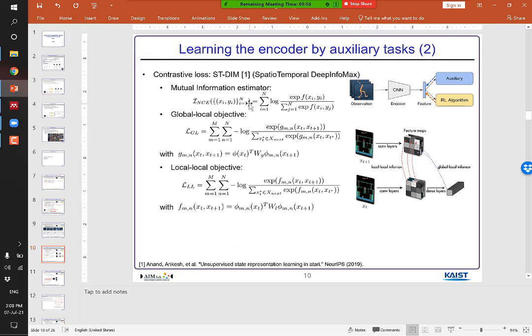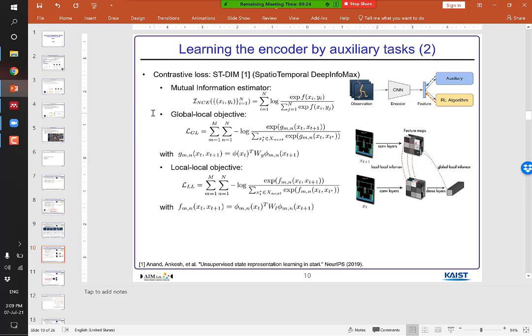The next paper is ST-DIM, spatial-temporal deep infomax. Deep InfoMax is a paper in computer vision. They also propose a self-supervised learning algorithm that tries to learn better representations. So the question here is also, what is the best auxiliary task? And this one proposes one way.